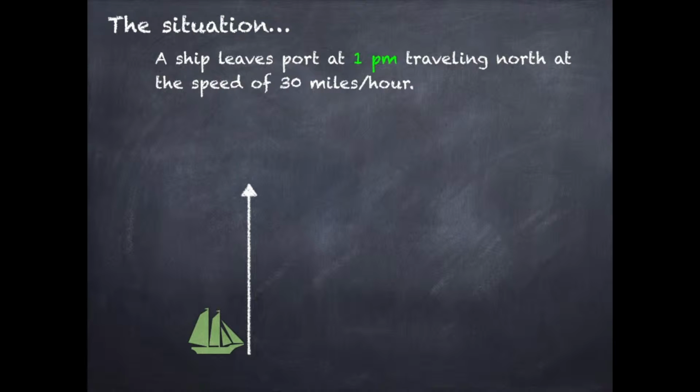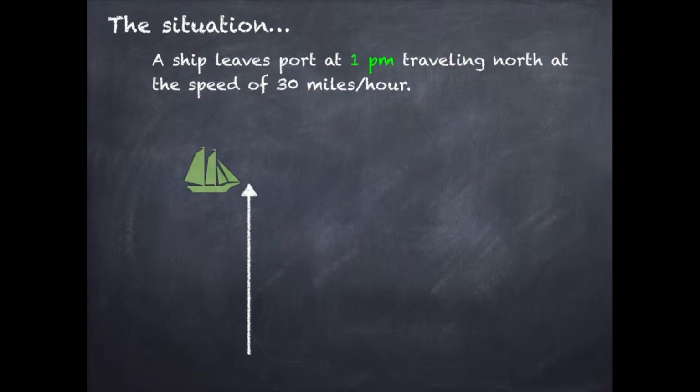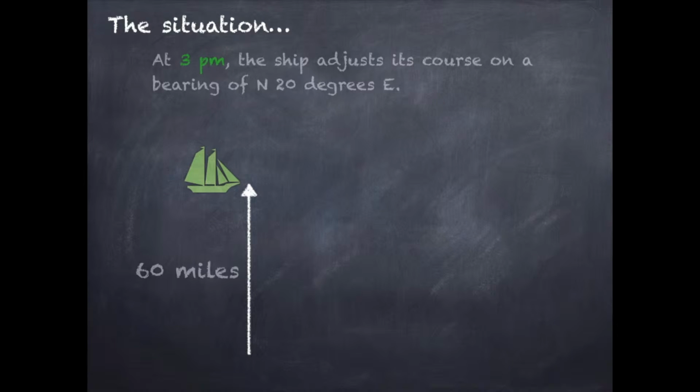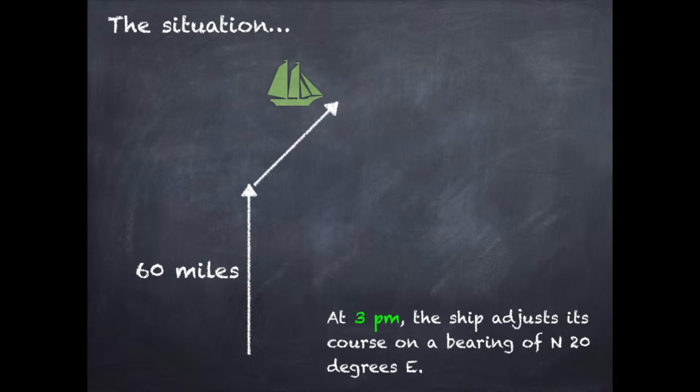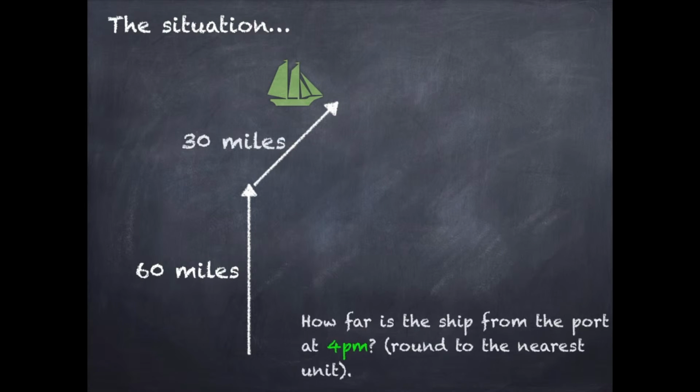All right, so let me help you visualize what's happening at 1 p.m. The ship travels north, and it was moving north at 30 miles per hour. Now, 2 hours later at 3 p.m., the ship adjusts its course on a bearing of north 20 degrees east. So there was a change in direction, and then it went for another hour in that direction. Which brings us back to the question, how far was the ship from the port at 4 p.m.?